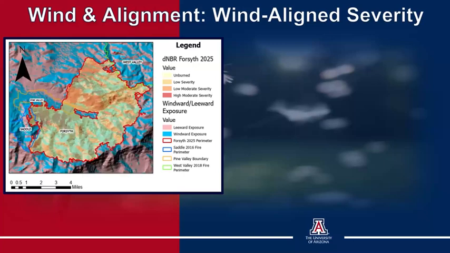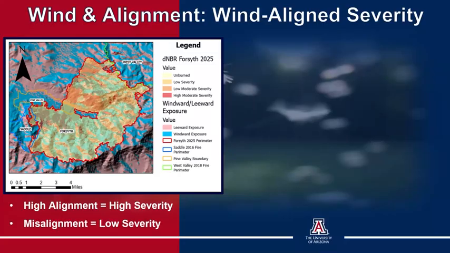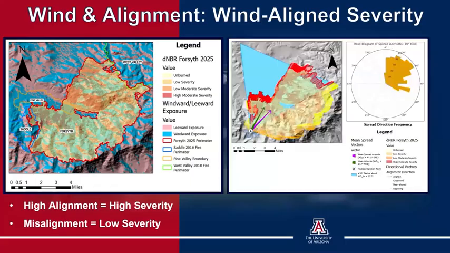When these are overlaid with the RDNVR map, the windward slopes lined up almost precisely with the higher burn severity, while leeward slopes showed much lower intensity. This indicates that wind alignment strongly amplified fire behavior. The directional alignment map reinforces this pattern.